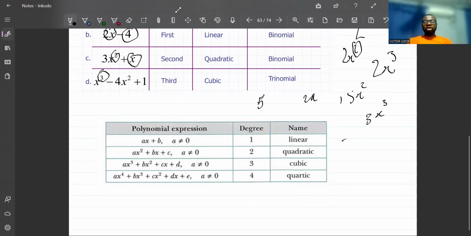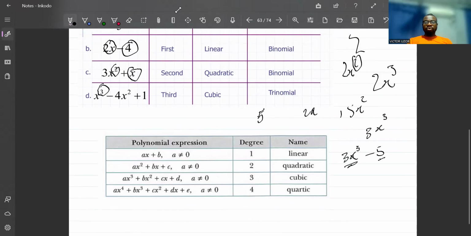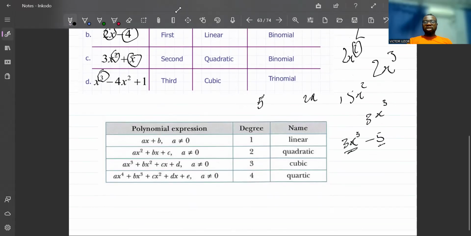3x cubed minus 5. It will have two terms there. The first term is 3x cubed. The second term is -5. So classifying it by the number of terms, it is two terms, so it's a binomial. By degree, it is cubic because the highest power here is 3.